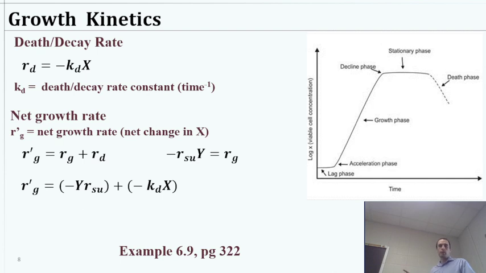However, what we can do here is potentially simplify a little bit by putting the growth rate in terms of substrate utilization. So then we can take this equation that would depend on X in a couple of different ways and then rewrite it so that we get rid of the dependence on X, at least in one case. So we can rewrite growth as negative RSU, so substrate utilization times Y, and say then that rate of growth, the R prime of G, is equal to that negative Y RSU minus KDX.